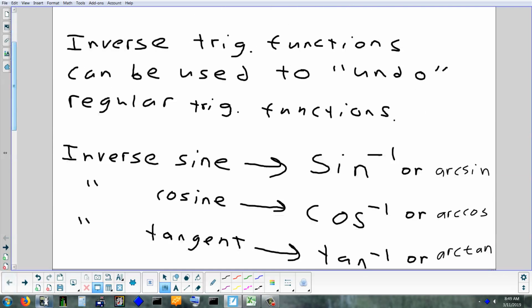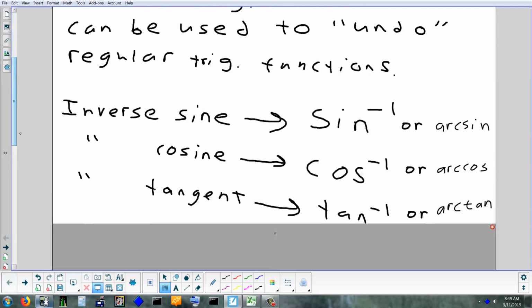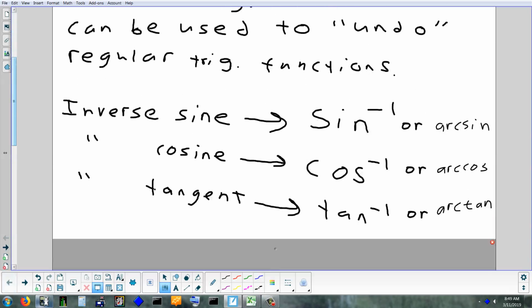So I told you I'd write down all the symbols. These are the three symbols that we're going to focus on. Inverse sine, inverse cosine, inverse tangent. You basically write the trig function, and then it kind of looks like you've got a -1 as an exponent, but that -1 is not an exponent. I know it's written up a little higher, and that's normally where you would put an exponent, but it's not. All that -1 means is inverse sine.